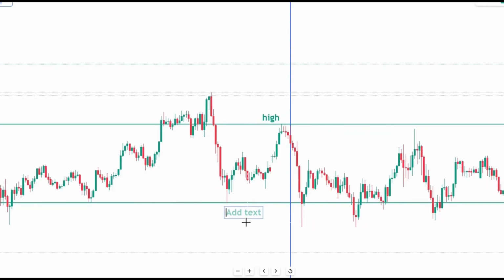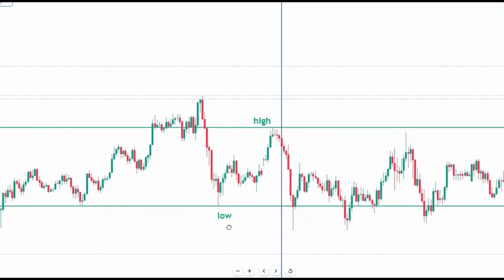Yeah, so here we go with the low. Once we've got the low, what we're waiting on? Liquidity grab. Ooh, we got it.